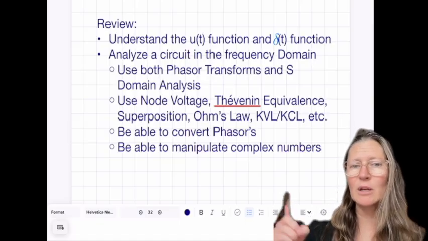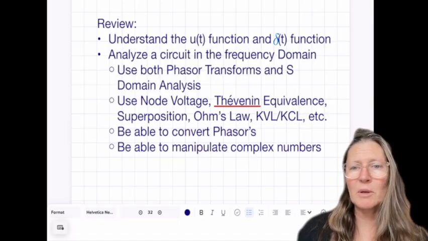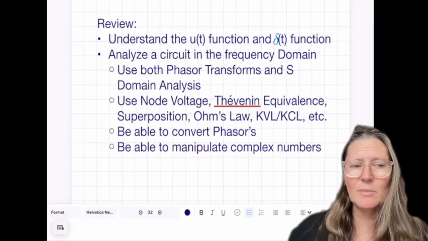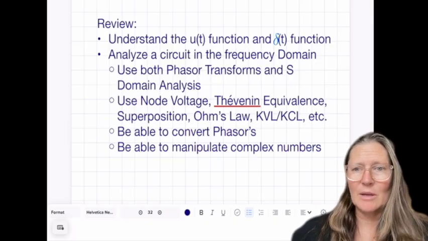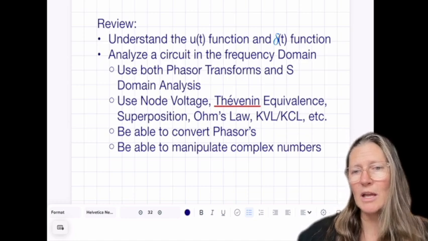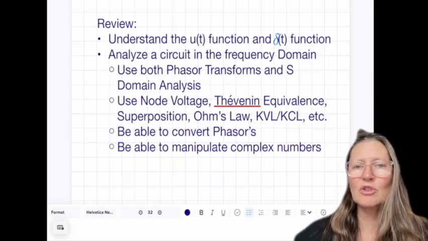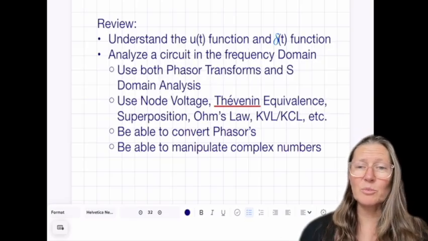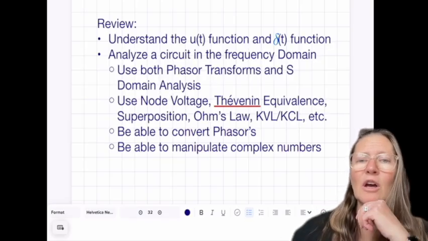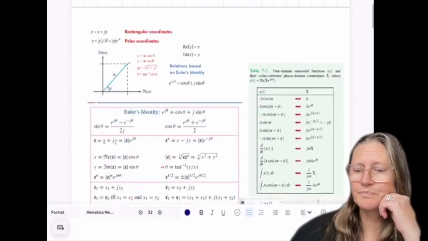So that means being able to manipulate complex numbers, also being able to manipulate equations with an S domain, which is the same thing except S is more generic, where S equals j omega is going to be a more specific result. Being able to do node voltage, Thevenin equivalence, superposition, Ohm's law, KVL, KCL, and then being able to convert the signal portion, which would be a phasor, into the frequency domain and then out of the frequency domain.